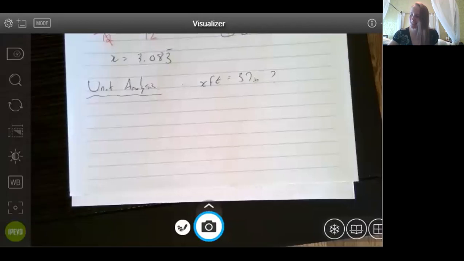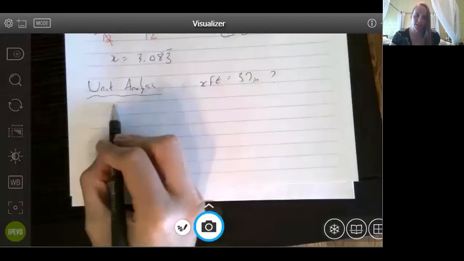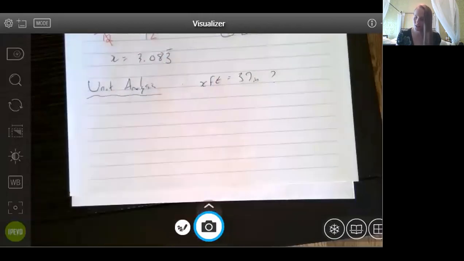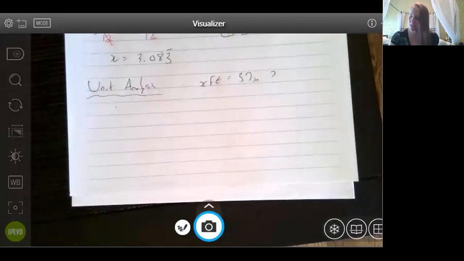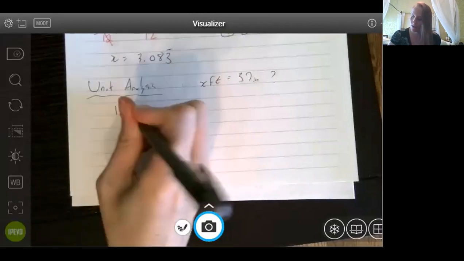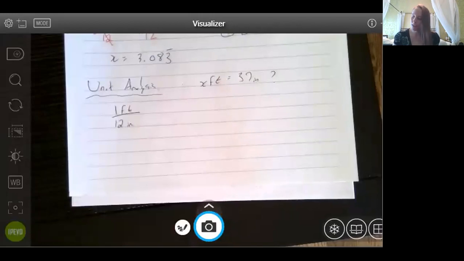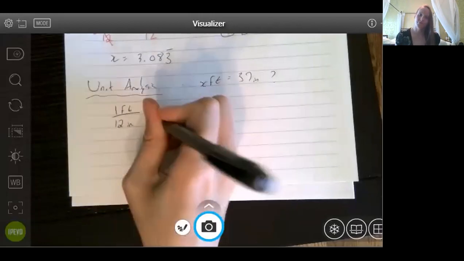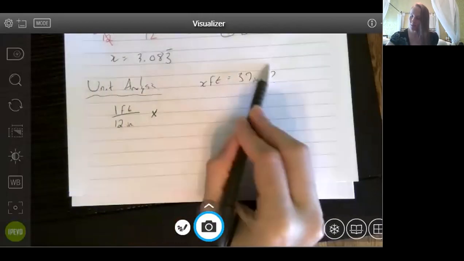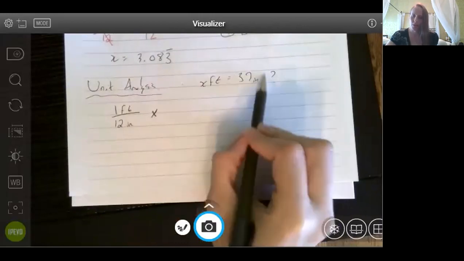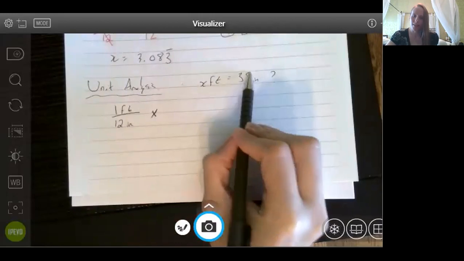So let's go through the exact same example. How many feet is in 37 inches? But I'll show you how to do this with unit analysis. The way we do this is we actually write our conversion as a fraction. So in this case, instead of writing, as you did previously, that 1 foot is equal to 12 inches, I'm going to write 1 foot over 12 inches. I am then going to multiply by the unit that I'm converting into. Or sorry, the unit that I'm given, not the unit that I'm converting into. So I'm going to multiply by the 37 inches.